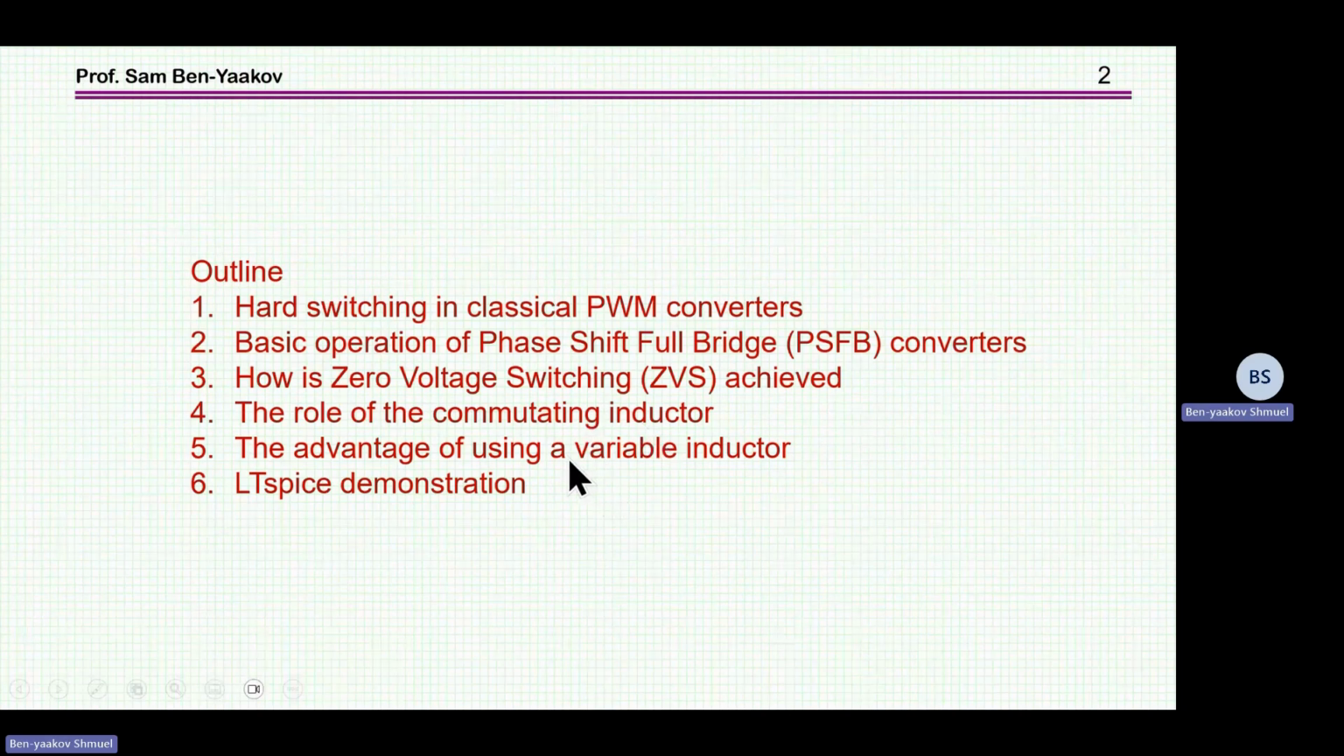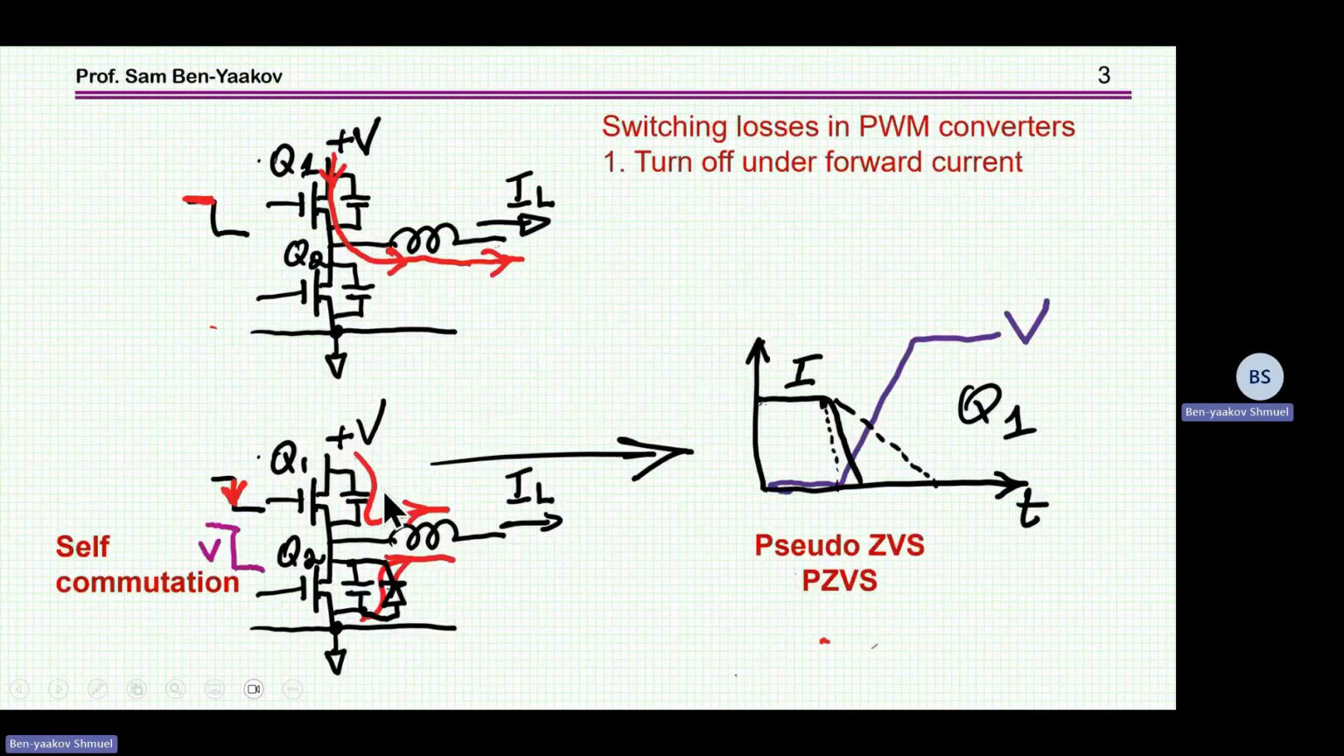From here, we can understand why a variable inductor could be very beneficial because the inductor has some limitation, couldn't be too big, couldn't be too small. And if you have a variable inductor, you can adjust it just right. And I'm going to actually demonstrate most of these things by LT-SPICE simulation.